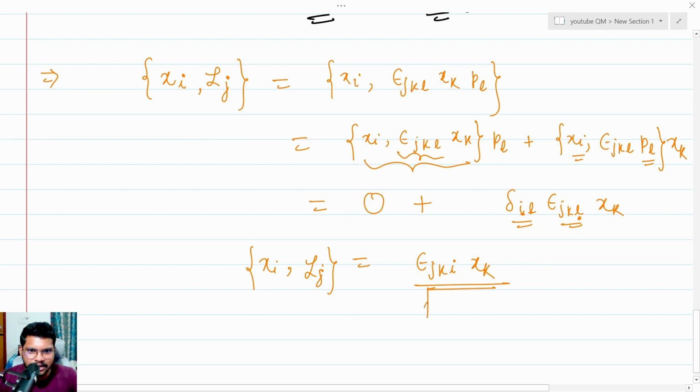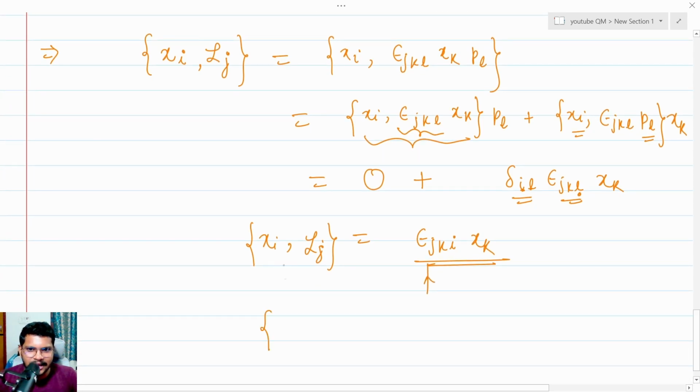This is called the Levi-Civita tensor, and there is x_k. Okay, and you see, let us say x_1 and angular momentum. Let us say i cannot be equal to j. If i becomes equal to j, this quantity vanishes. Therefore, angular momentum has to be in a different direction. If a particle is moving in the x direction, let us say angular momentum is in the y direction. Okay. If this happens, then what will happen to it?